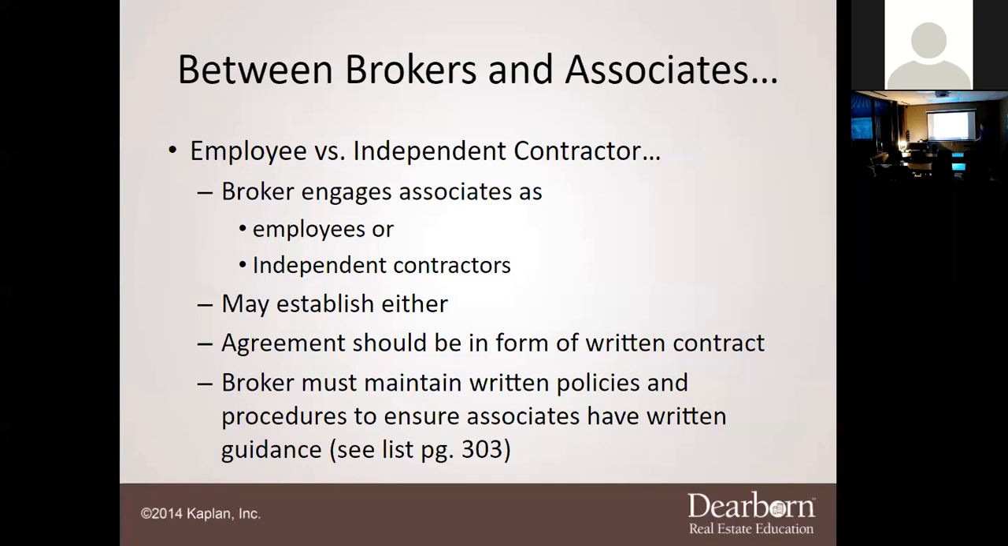And I'm spending a lot of time on that. I'm going to keep going because I'm running out of time. But again, brokers engage associates as either, like we said, an employee or an independent contractor. Now, they may establish either. I can, if I want to, say, Cody, you're going to come on as an employee. Stephen, you're going to be commissioned.